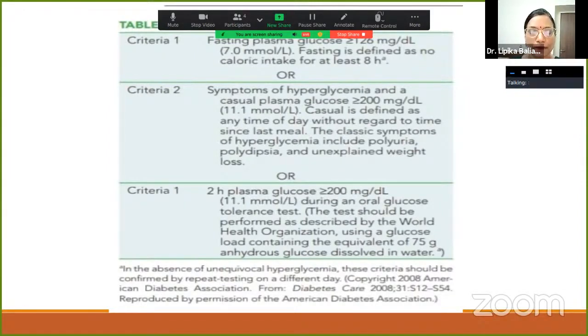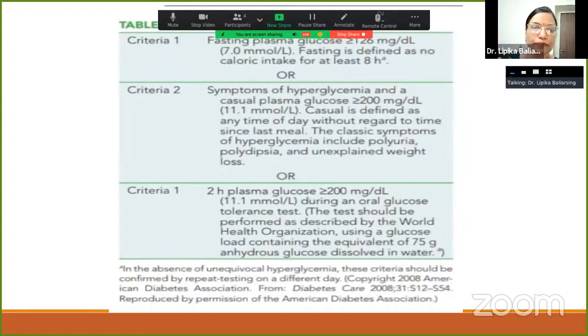Or it can belong to criteria 2, where there are symptoms of hyperglycemia and the casual plasma glucose is more than 200 milligram per deciliter, also known as a random sample. RBS can be up to 11.1 millimole per liter or more than 200 milligram per deciliter. Casual is defined as any time of day without regard to time since last meal. The classic symptoms of hyperglycemia include, as we know, polyuria, polydipsia, and unexplained weight loss.